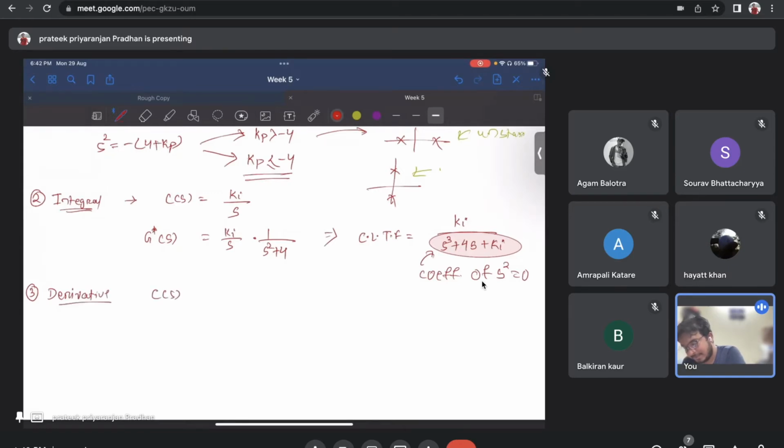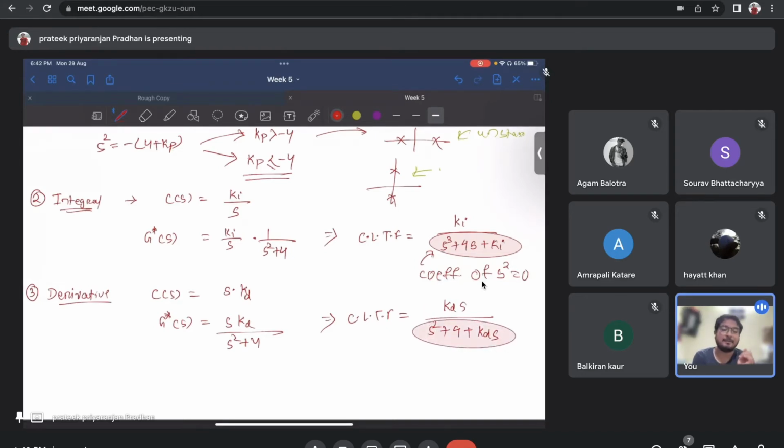So the controller transfer function is S into KD. So my G star of S is equal to S KD divided by S square plus 4. That means the closed loop transfer function is equal to KD S divided by S square plus 4 plus KD S. So now, can somebody conclude about this? Whether this is stable or not? Stable for? Very good. That is the condition.